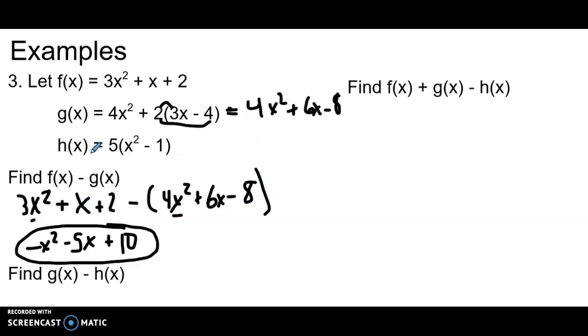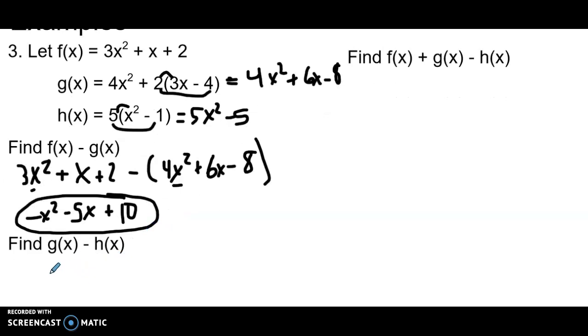Now it wants us to do g of x minus h of x. So we have h of x, which needs to be distributed also. So we'll do that right now. 5 times x squared is 5x squared. And the next one is 5 times negative 1, which is minus 5. So g of x minus h of x. G of x, if you remember, was 4x squared plus 6x minus 8. Then we'll subtract h of x, which is 5x squared minus 5.